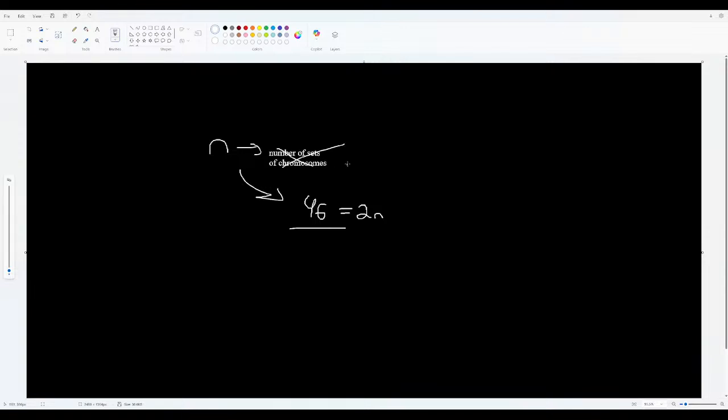Well, this number right here, 2, actually represents the number of sets. N just kind of represents the number of chromosomes. So not number of sets of chromosomes, just number of chromosomes, we could say. And this 2 can represent the number of sets. So 2n equals 46. If you know basic algebra, you know that we can simplify this to say n equals 23. So n equals 23 is what a sex cell would contain, for example.